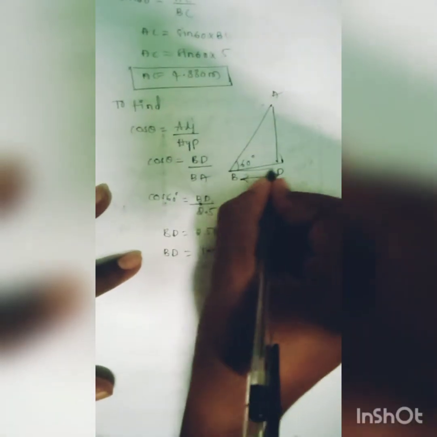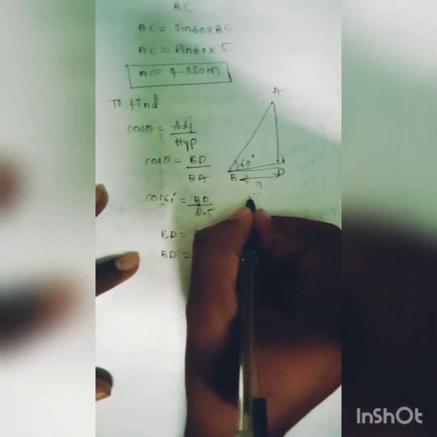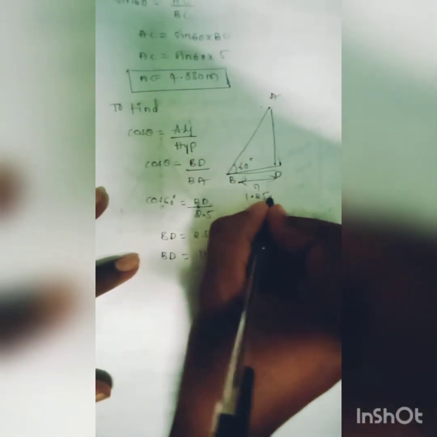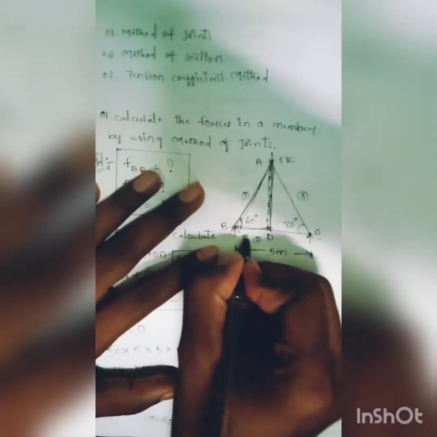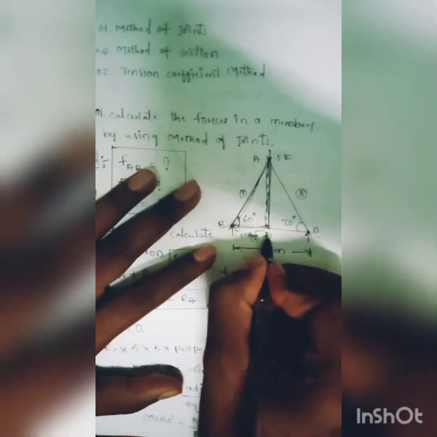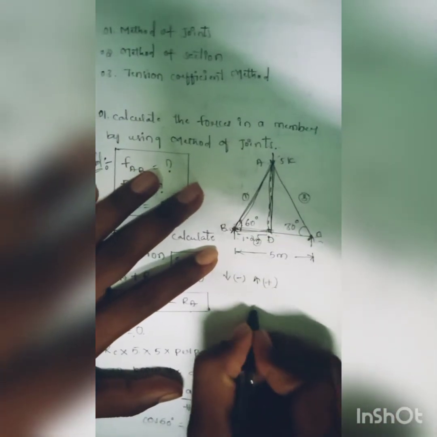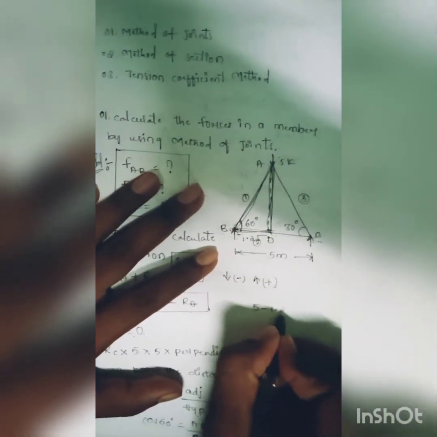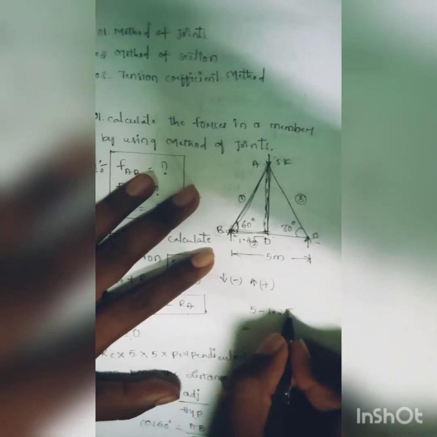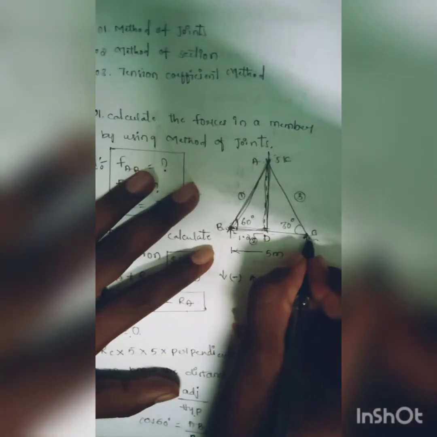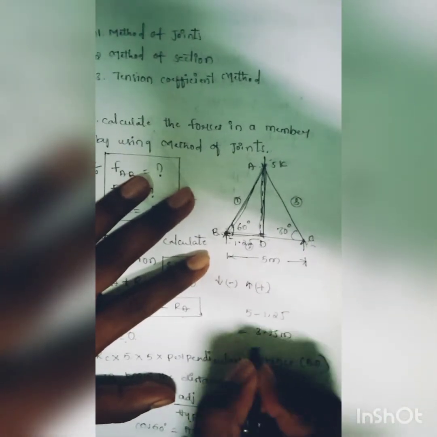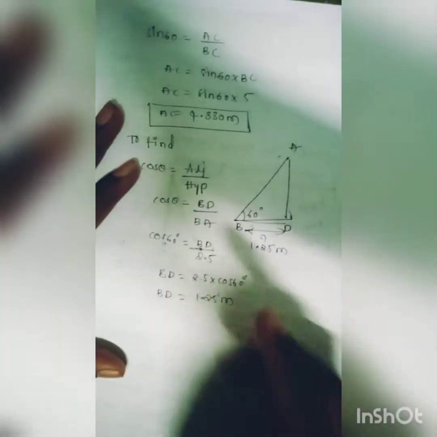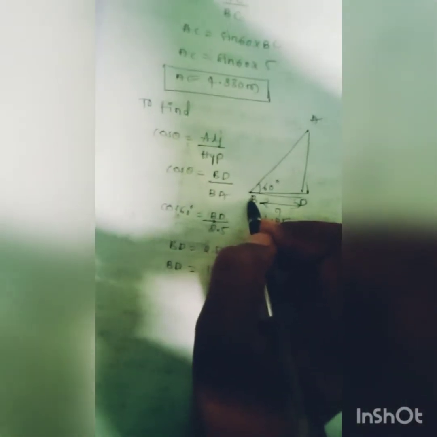This is the distance we got, 1.25 meters. We got the distance between B and D as 1.25 meters. If you want the distance between D and C, just subtract 5 minus 1.25, and we get 3.75 meters. Here we got the distance BD and this AB also.